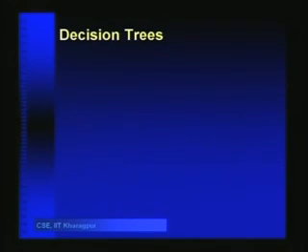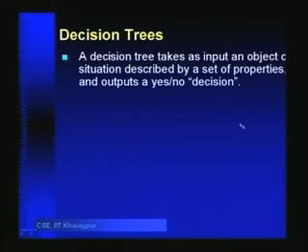The first kind of learning that we are going to study is the learning of decision trees. So, let me first introduce the meaning of a decision tree. A decision tree takes as input an object or situation described by a set of properties and outputs a yes or no decision.